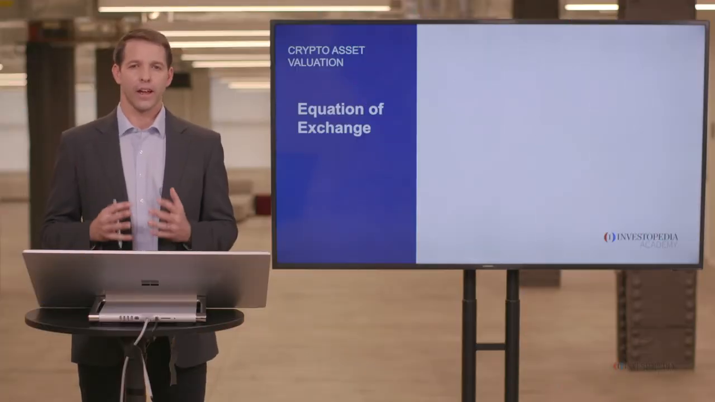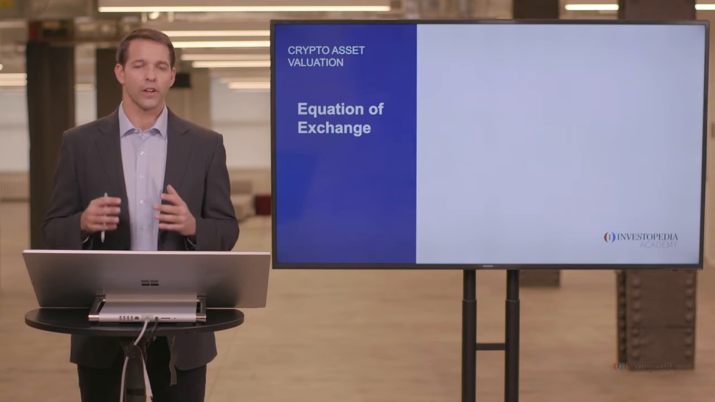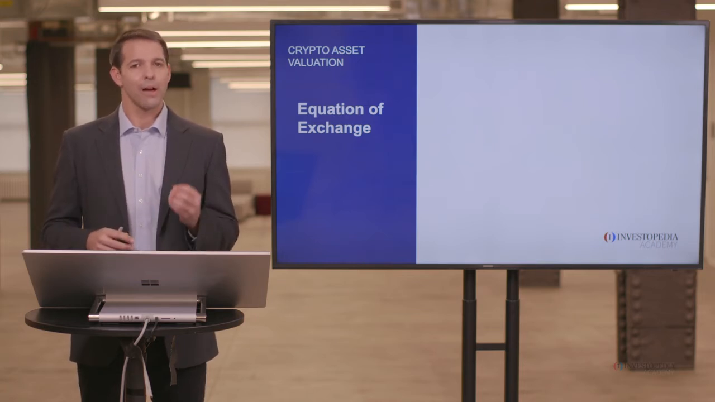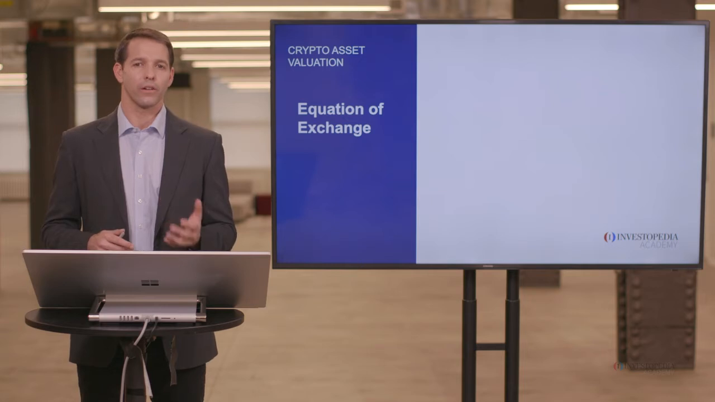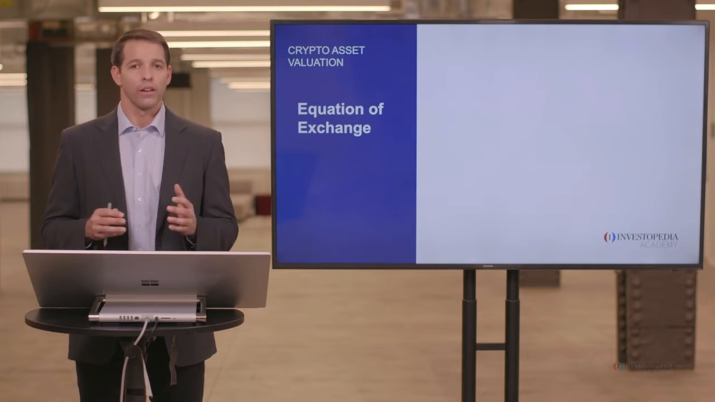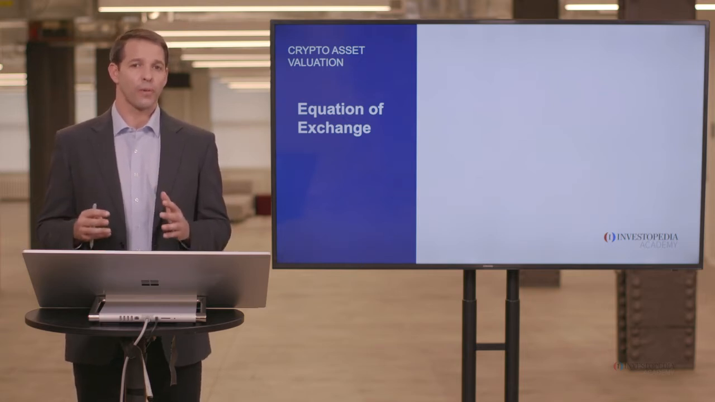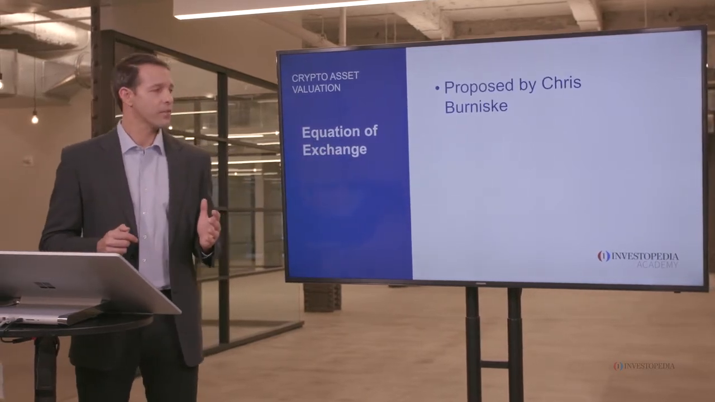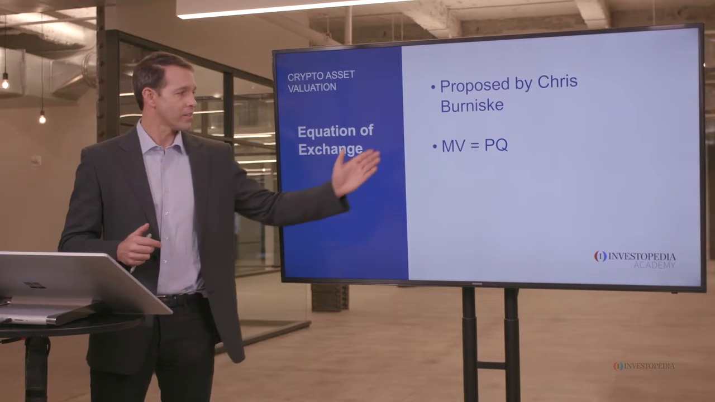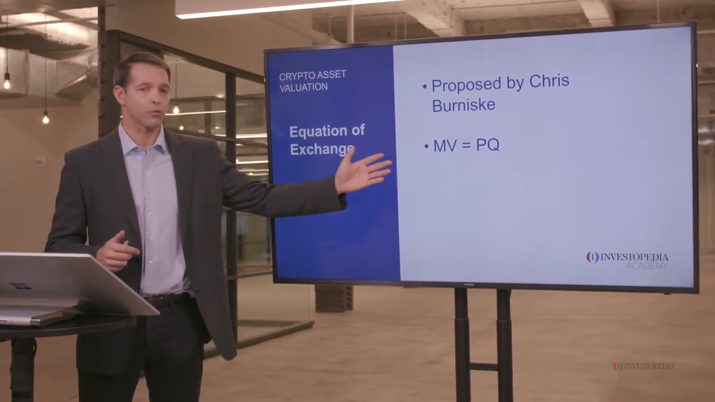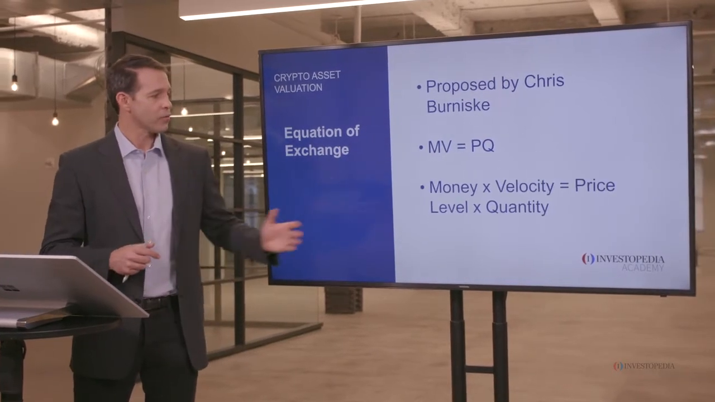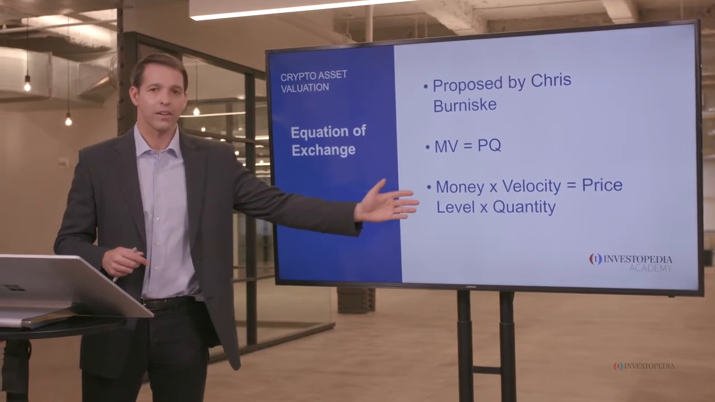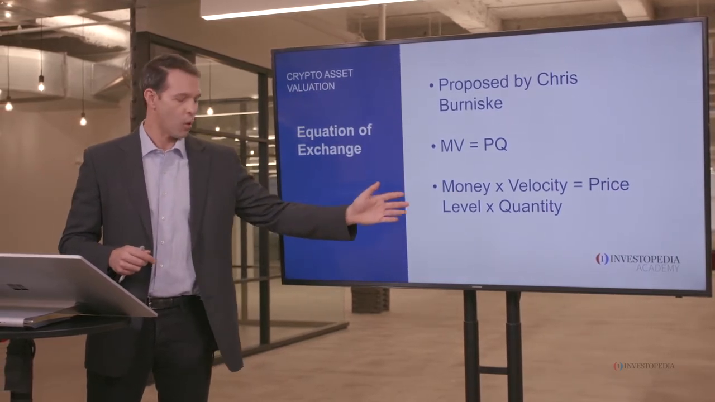Another valuation technique in the crypto asset space is known as the equation of exchange. Now, in economics, this is known as the quantity theory of money. But as proposed to the crypto space was done by a guy named Chris Burniske. Now, the equation of exchange essentially is simple. MV equals PQ. And that stands for money times velocity equals price level times quantity.